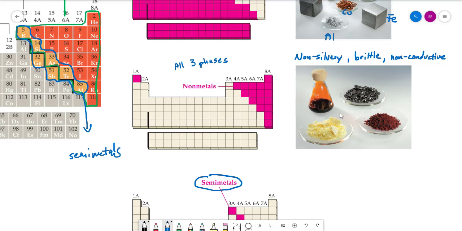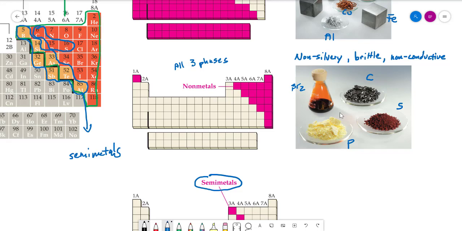And so if we look here, this Erlenmeyer flask is full of an orange liquid, but there's clearly a gas above it. This is bromine. It's actually Br2, they're bonded to each other. This is bromine gas. This is carbon. This is sulfur. And this is phosphorus, all in their elemental forms. And so we're talking about these compounds here.